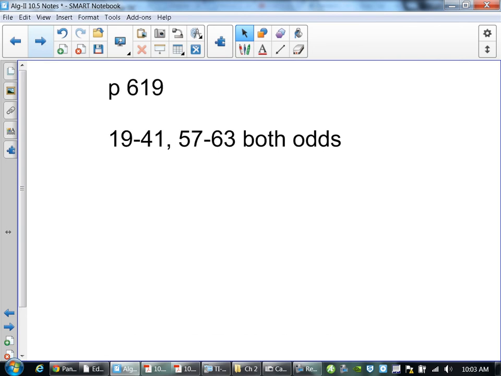I want to make sure I have this right. I don't think I need to show you guys how to do it via focus and vertex and all that. I figure I'll let you decide on your own. 19 through 41.